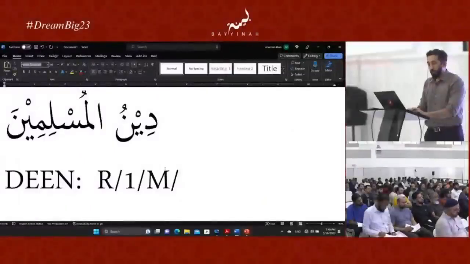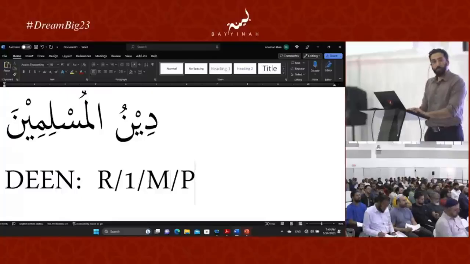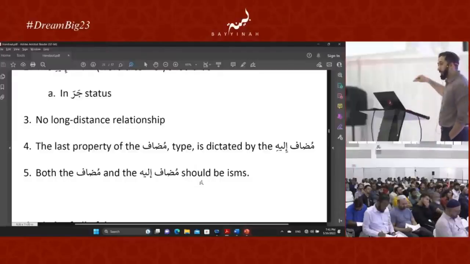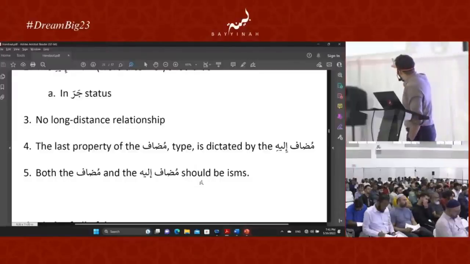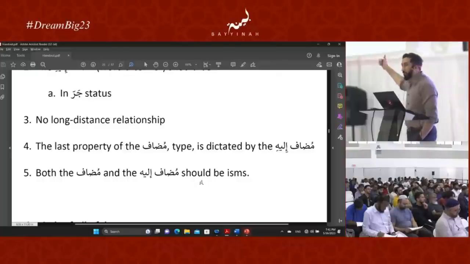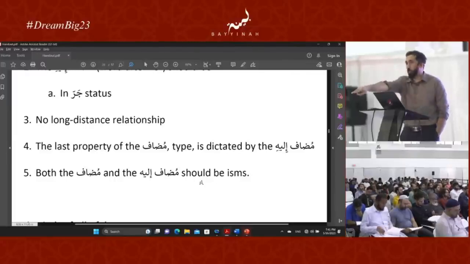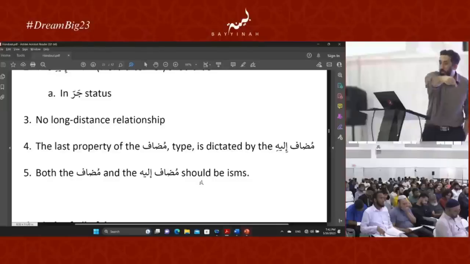So where do I get the type from? The type means common or proper. Where do I get it from? I get it from the mudaf ilayh. And what's my answer here? Based on what? Al. Ooh, that's a stylish proper. Okay, proper. Now go back to these notes. The last property of the mudaf, type, is dictated by the mudaf ilayh. Is that making sense now? Okay. 3 properties you can tell. The 4th one, you got to go to the mudaf ilayh.